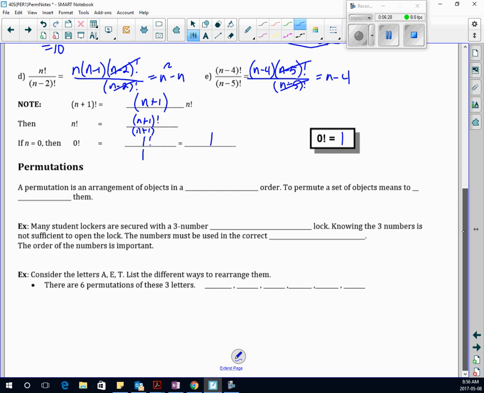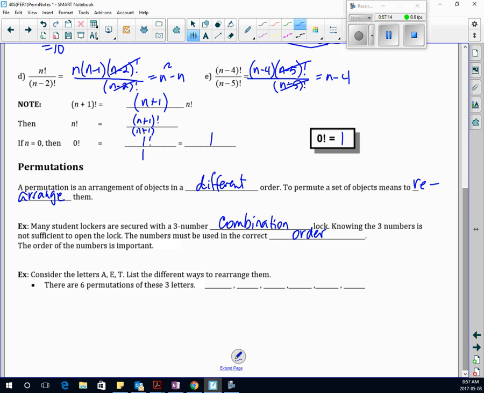Okay, the word permutations means an arrangement of objects in a different order. To permute a set of objects means to rearrange them. Many student lockers are secured with a 3-number combination lock. Knowing the 3 numbers is not sufficient to open the lock. The numbers must be used in the correct order. Do you see how order is important, right? In that example?